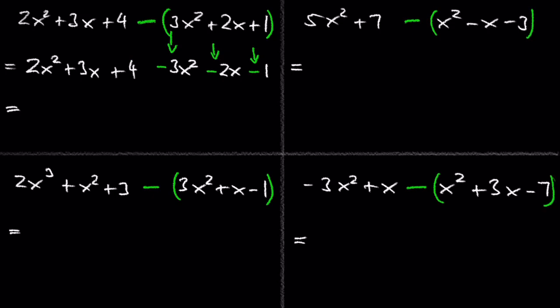This is the only difference when subtracting polynomials instead of adding them. From here on, you can keep going like you're adding polynomials. Feel free to pause the video and try it yourself. 2x squared minus 3x squared is negative x squared. 3x minus 2x is x. 4 minus 1 is 3.